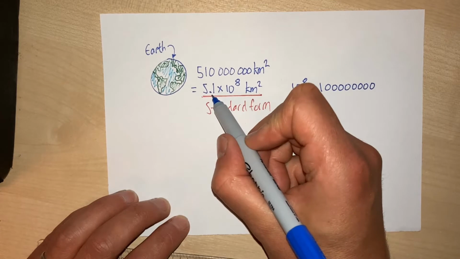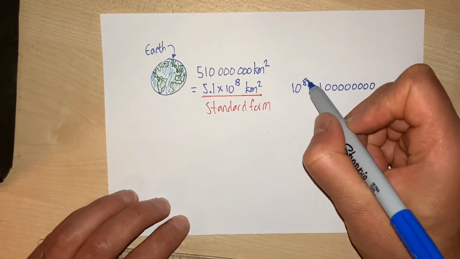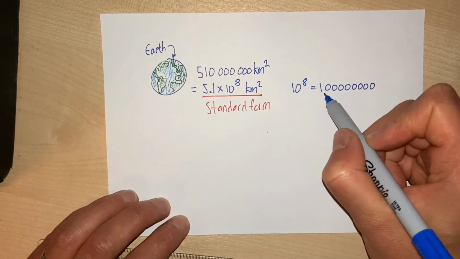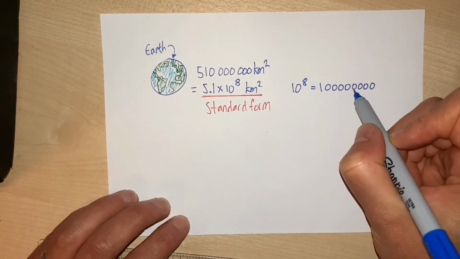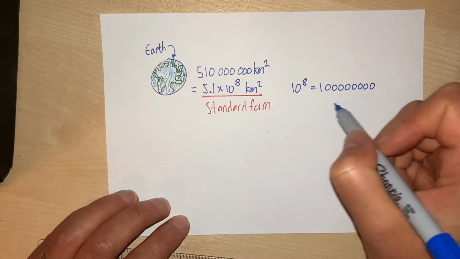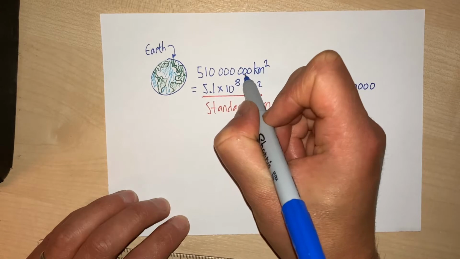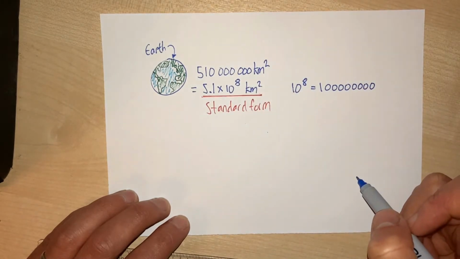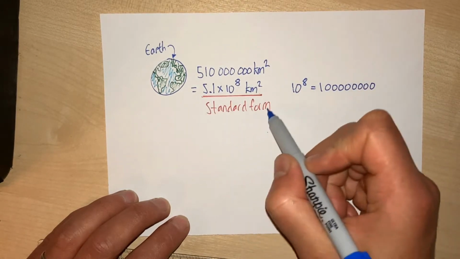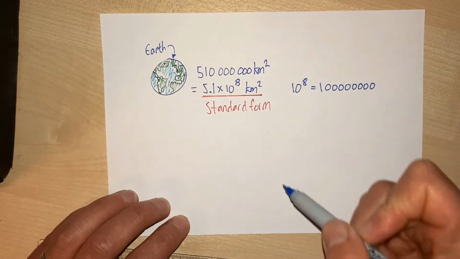If we take 5.1 and multiply it by 10 to the power of 8, we should have a 5 and then 1, 2, 3, 4, 5, 6, 7, 8 digits after it. Let's check again. The 5, then 1, 2, 3, 4, 5, 6, 7, 8 digits after it. Standard form is really useful for writing large numbers in a more concise way.